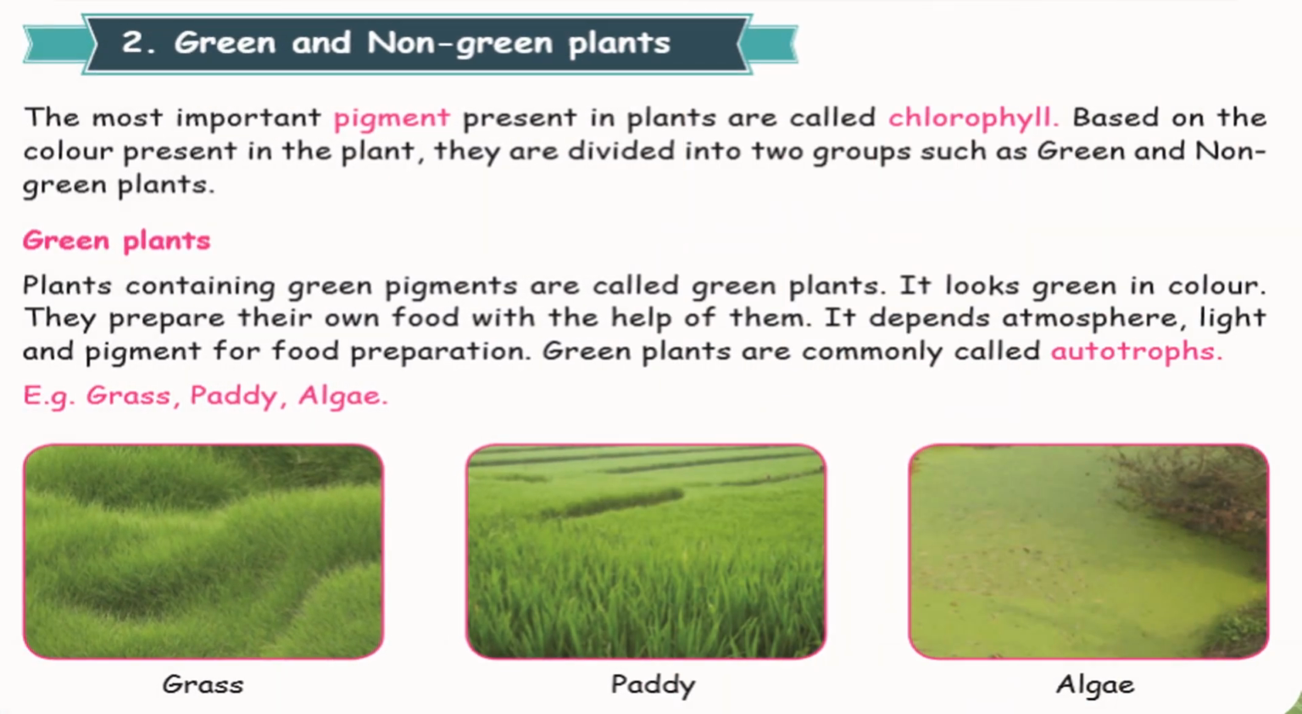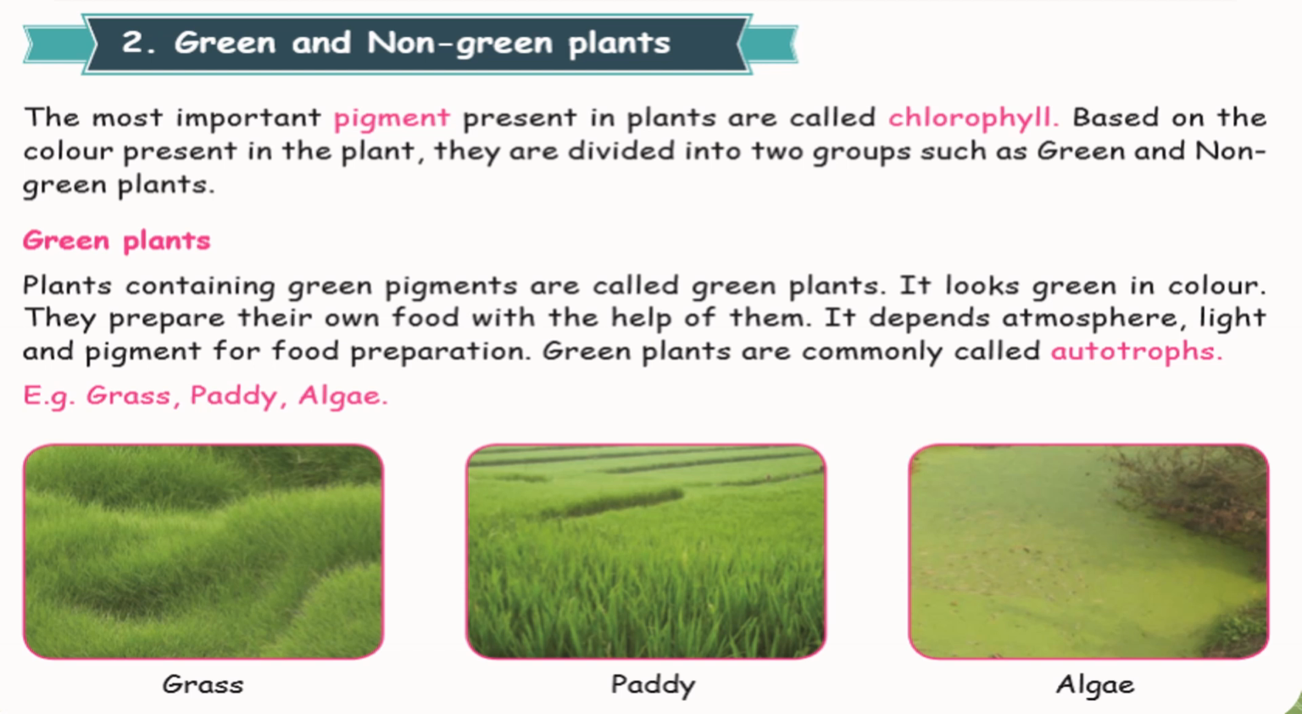Green and non-green plants. The most important pigment present in plants is called chlorophyll. Based on the color present in the plant, they are divided into two groups: green and non-green plants. Green plants. Plants containing green pigments are called green plants. They look green in color.